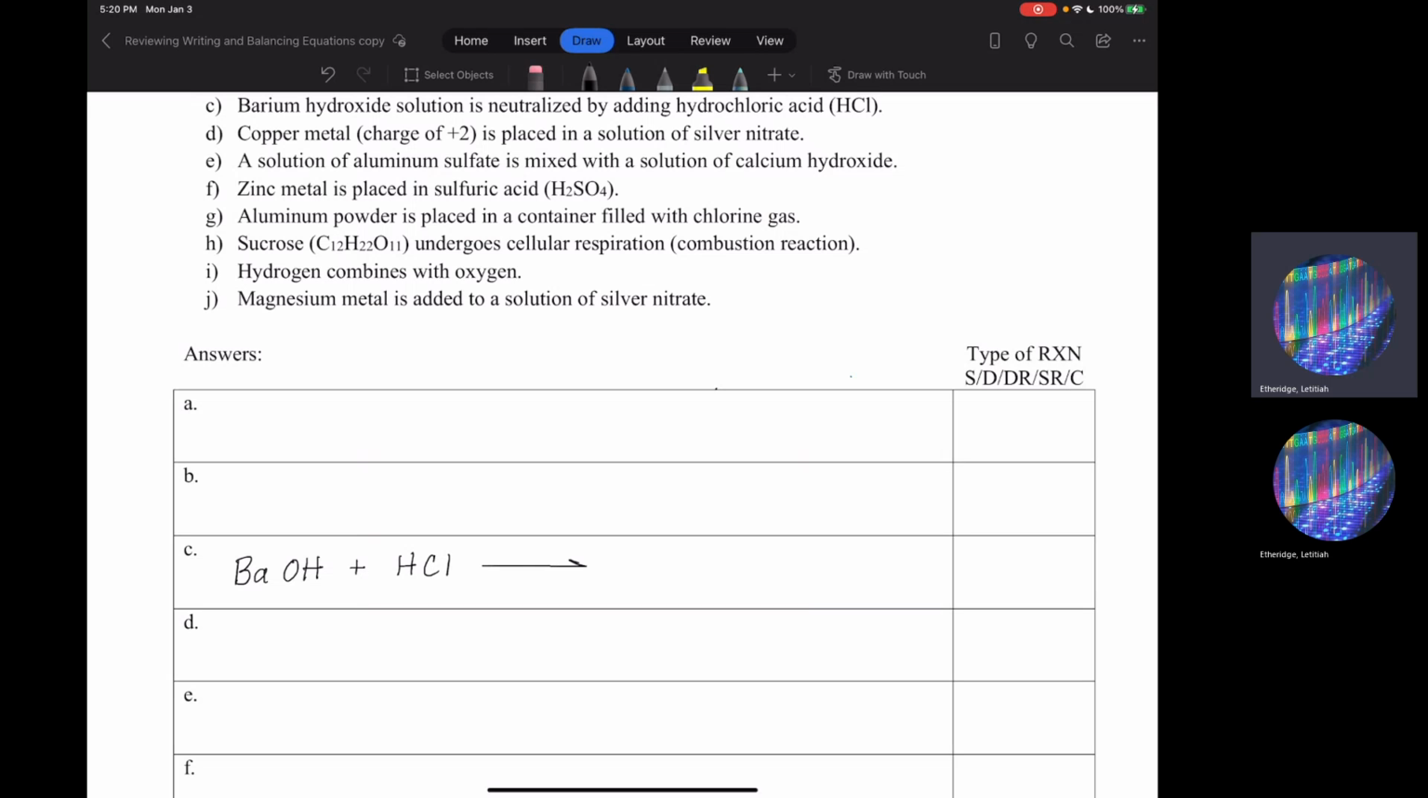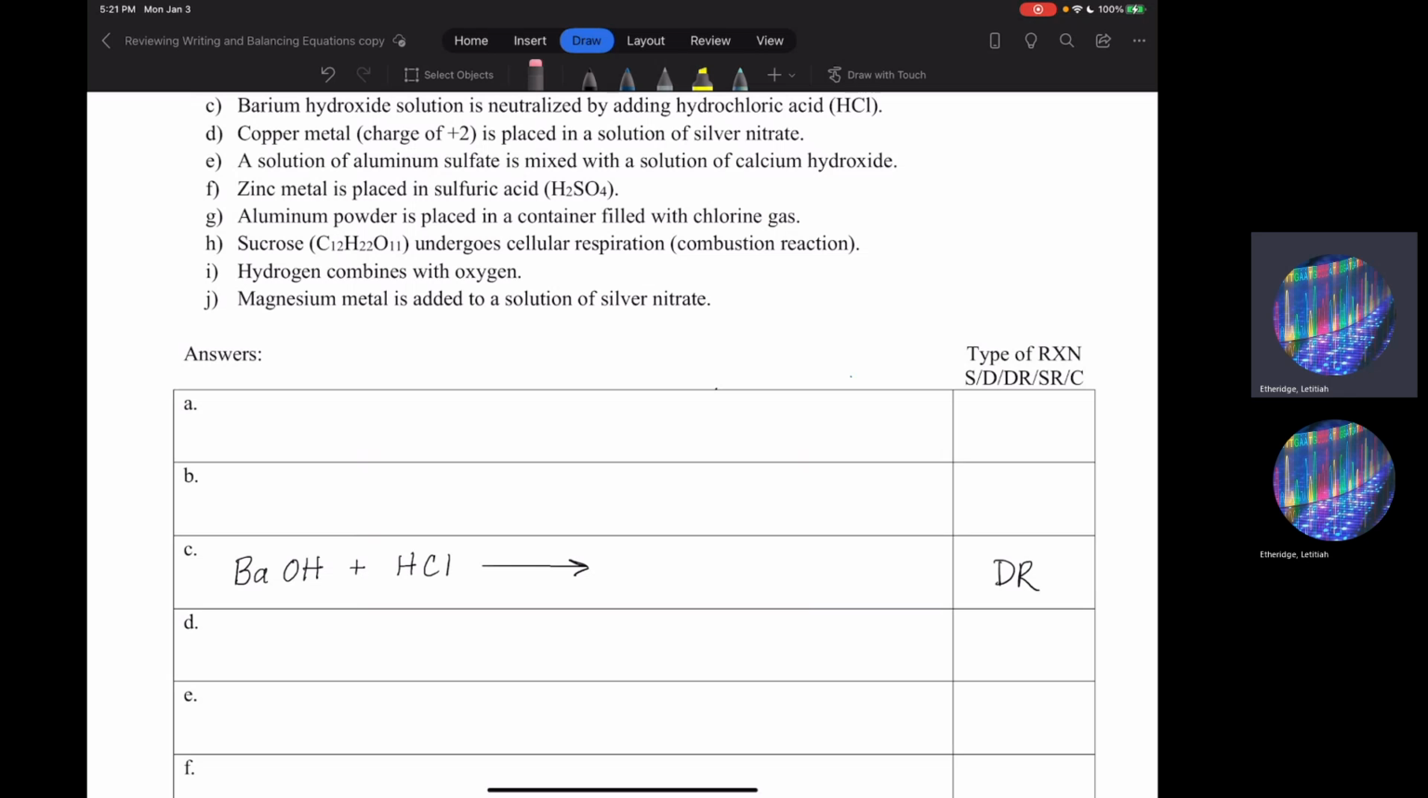Now, we need to predict products and decide what type of reaction we have going on here. If you take a look really closely, I'm hoping that you guys recognize that you have two things that are like charges that are going to swap places. So that's going to make it a double replacement reaction. So if you take a look, you have barium and hydrogen, which are both positive. So those are the ones that are going to swap places.